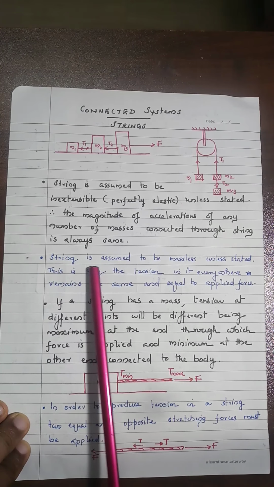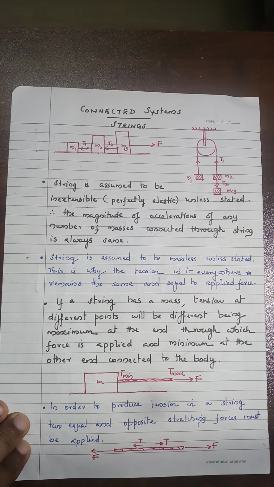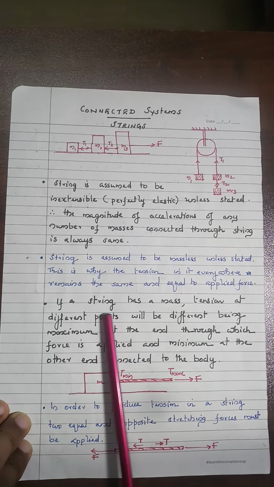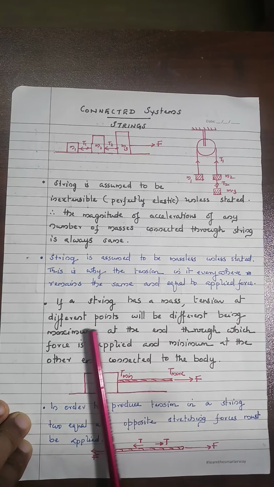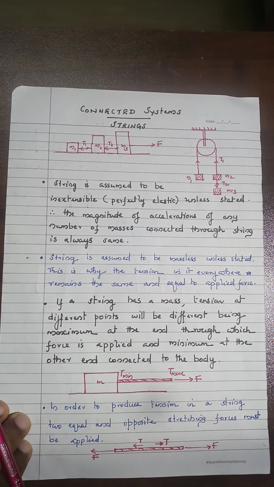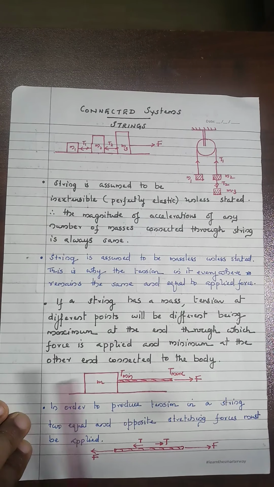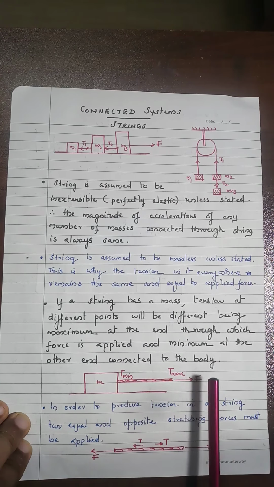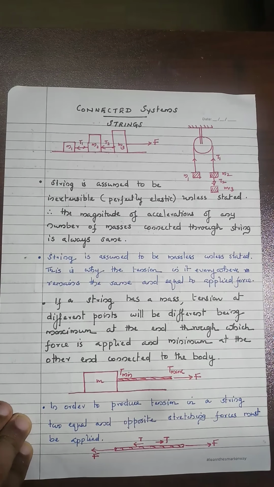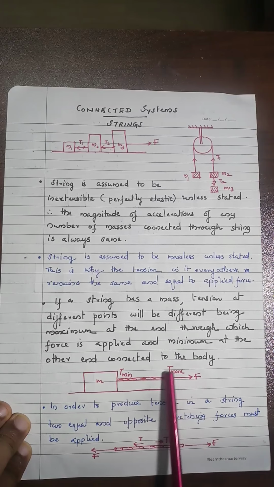Next point, the string is assumed to be massless unless stated. That is the reason why the tension is uniform everywhere. So that is a very important one. Next point, if a string has a mass, the tension at different points will be different, being maximum at the end through which the force is applied, and minimum at the other end connected to the body. So look at the figure. It has the maximum value here, minimum there.